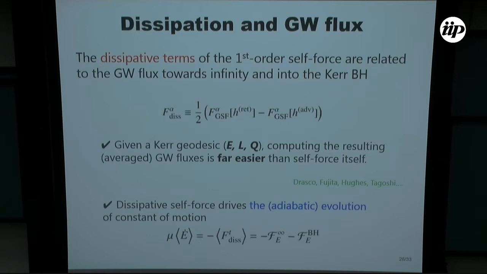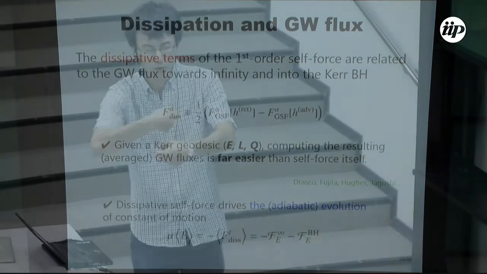And the point is that the effect of this part of the self-force can be related to the gravitational wave flux emitted to infinity. And in this case, we have the black hole, so we also need to take care of the gravitational wave loss through the black hole horizon. So the dissipative part of the self-force basically describes the change rate of the constants of motion of the background Kerr geodesic. Looking at this, we can describe how the background constants of motion of the Kerr black hole evolve due to the back reaction or gravitational emission, and we can describe the evolution of the point particle in an inspiral motion.